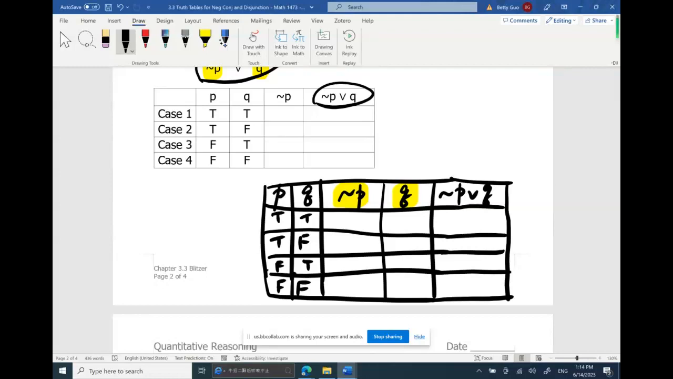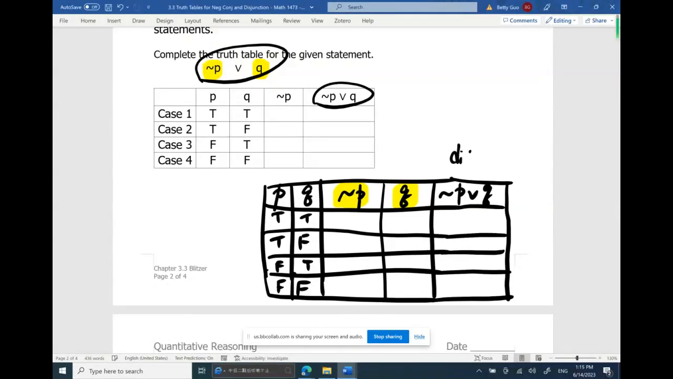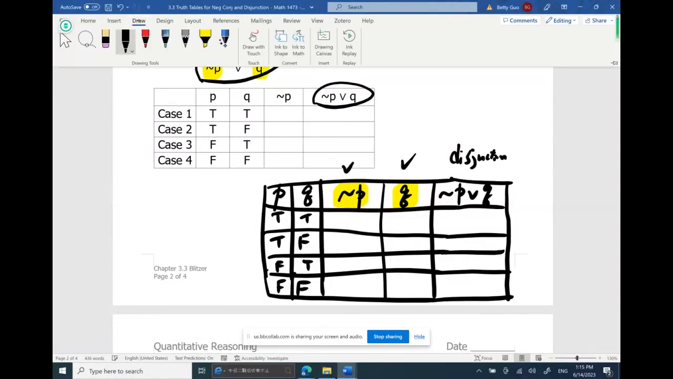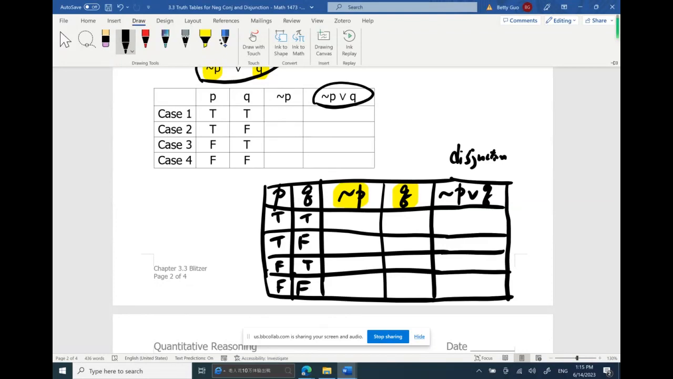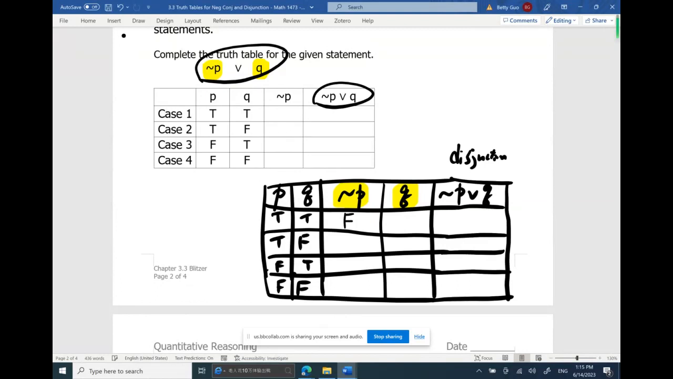All right, so in order to know the truth value for the disjunction, this is a disjunction, I need to know the truth values of the two components, right? This is the first component here, this is the second component here. I'm going to fill in the blanks for both components. When P is true, not P is false. When P is false, not P is true. It's opposite, right? When P is false, then the negation of P is true.